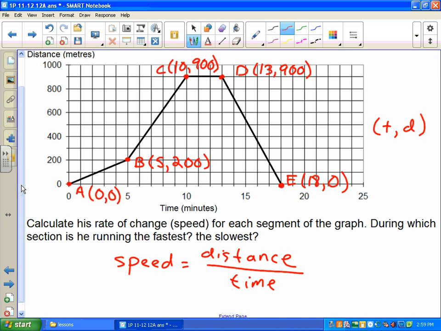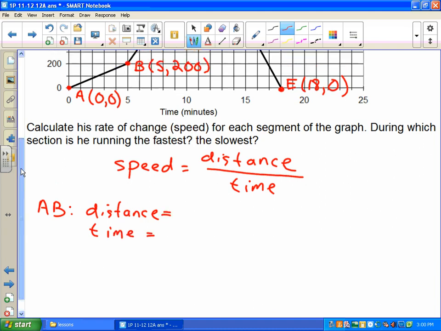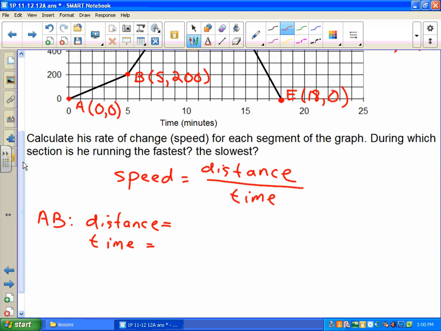And we want the speed for each of these sections. So if we're looking at section A to B, we want to know his distance and the time. How far did he travel during this section, and how long did it take him? So what distance did he travel going from A to B here? Well, if he starts at 0 for distance and ends up at 200, how far did he travel? 200 meters. How long did it take him if we go from 0 to 5? So his speed is going to be distance divided by time, 200 divided by 5, and we punch this into our calculator, and we get 40 meters per minute.